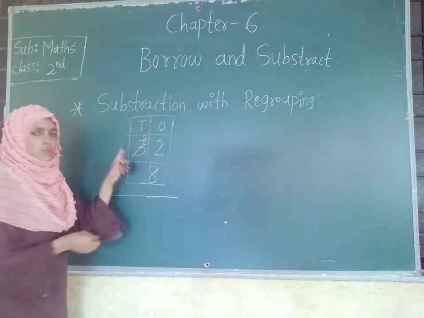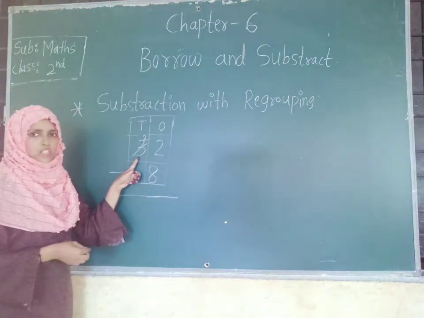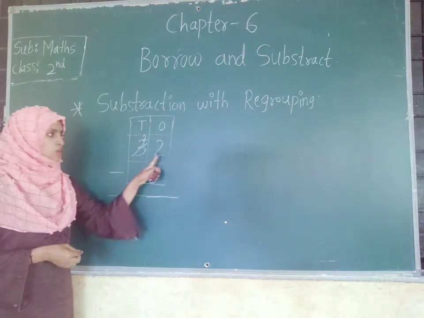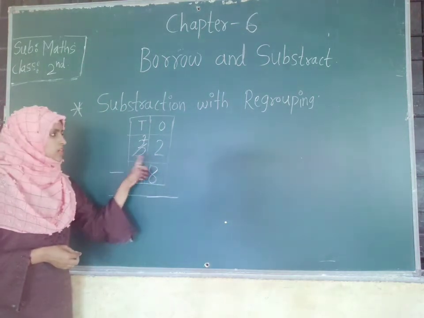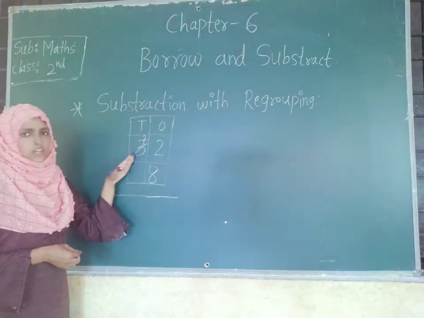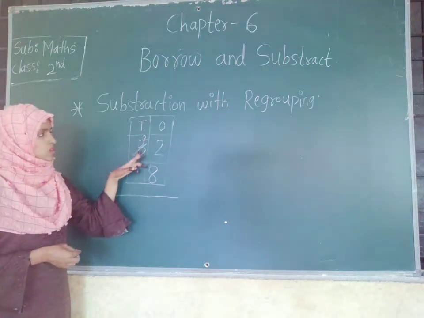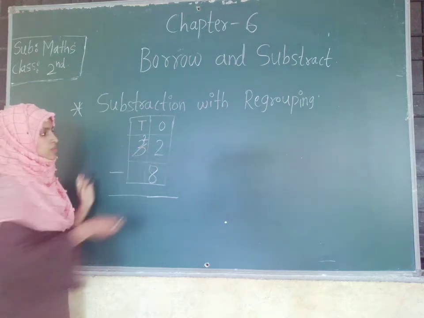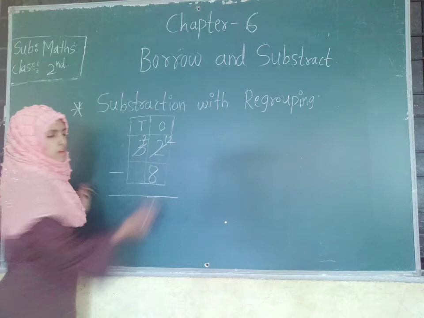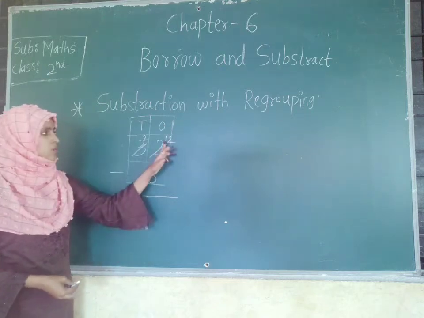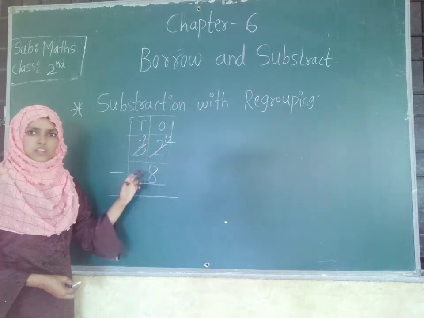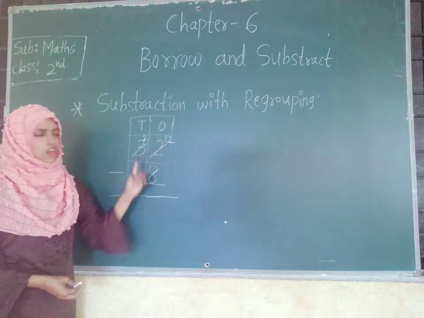We need to take 1 ten from this tens place because we cannot subtract 8 from 2. 2 is less than 8. So if we take 1 ten from the tens place, 3 becomes 2 and this 2 becomes how much? This 2 becomes 12. Now tell me, can we subtract 8 from 12 now? Yes, we can easily subtract 8 from 12.